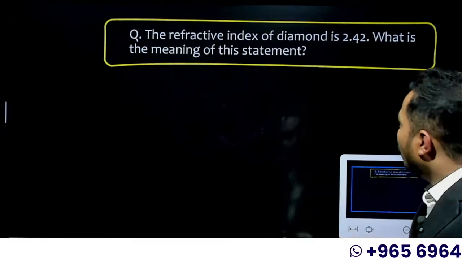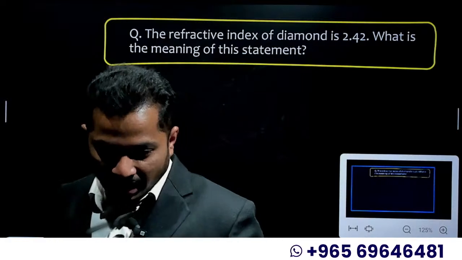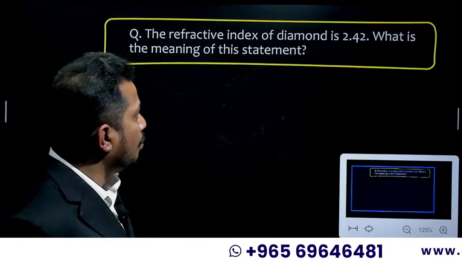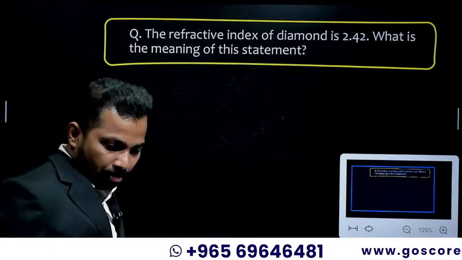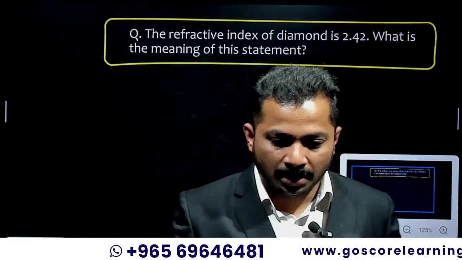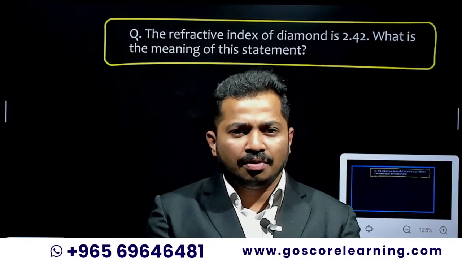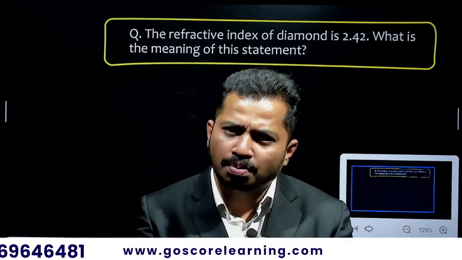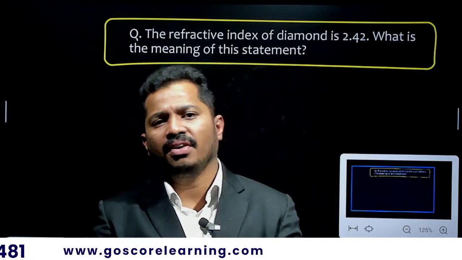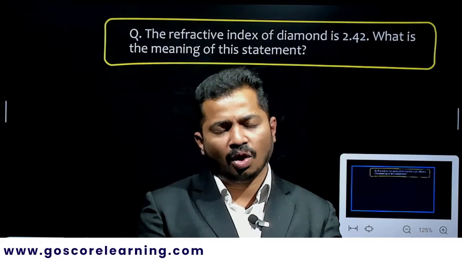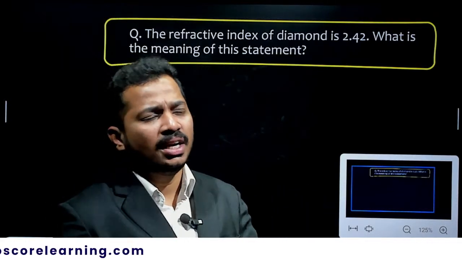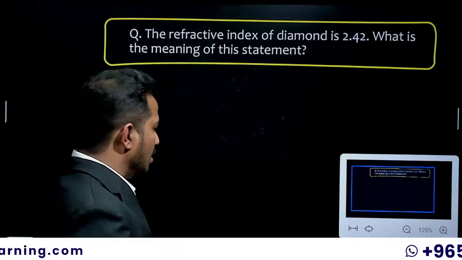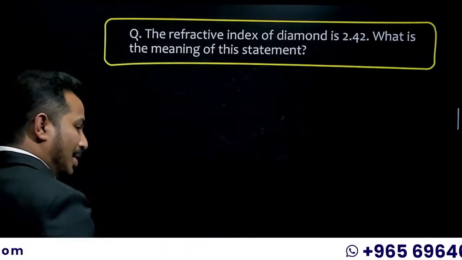Refractive index of diamond is 2.42. What is the meaning of this statement? Sir, we know how to define refractive index, but the refractive index value is 2.42. How can we explain the 2.42 value of refractive index? It is just a conceptual question. Overthinking not required.